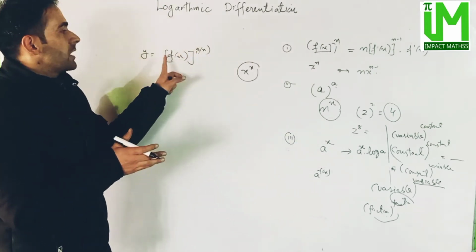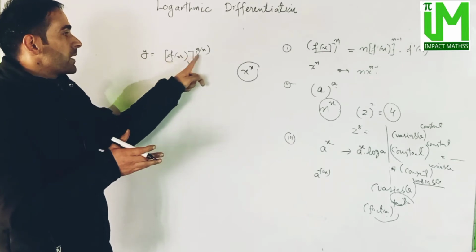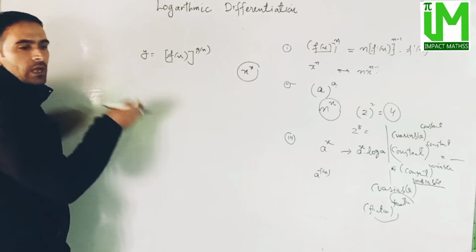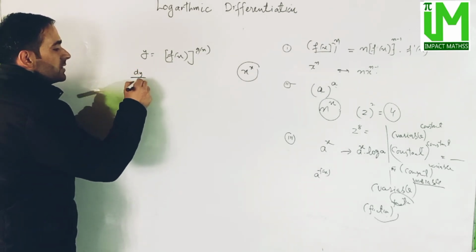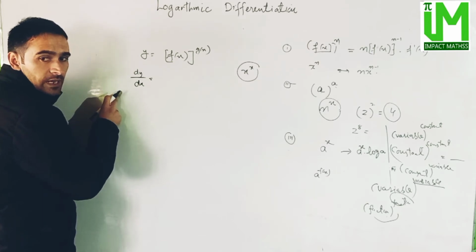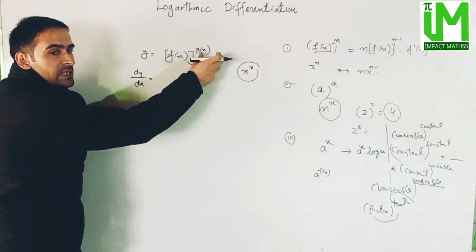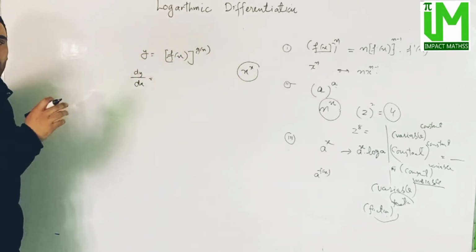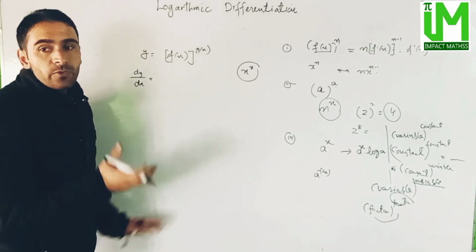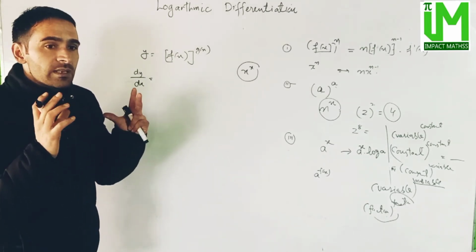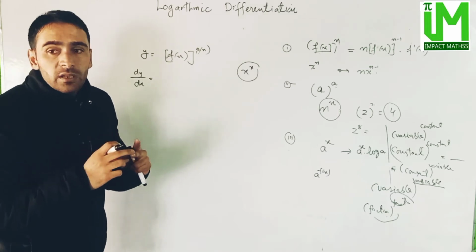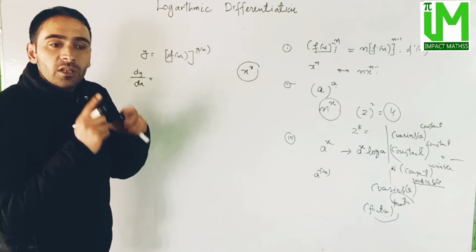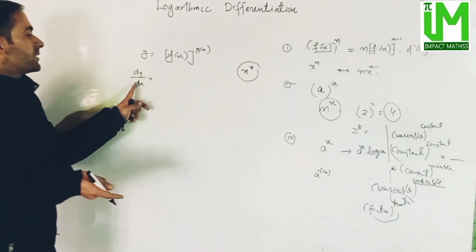So let's show how we apply log: y is equal to f of x raised to power g of x. Suppose we have to compute dy by dx, but the right hand side has been expressed as function raised power function or variable raised power variable. Whenever we see variable raised power variable or function raised power function, we should keep in mind that we are dealing with logarithmic differentiation. So we have to differentiate by using the log.